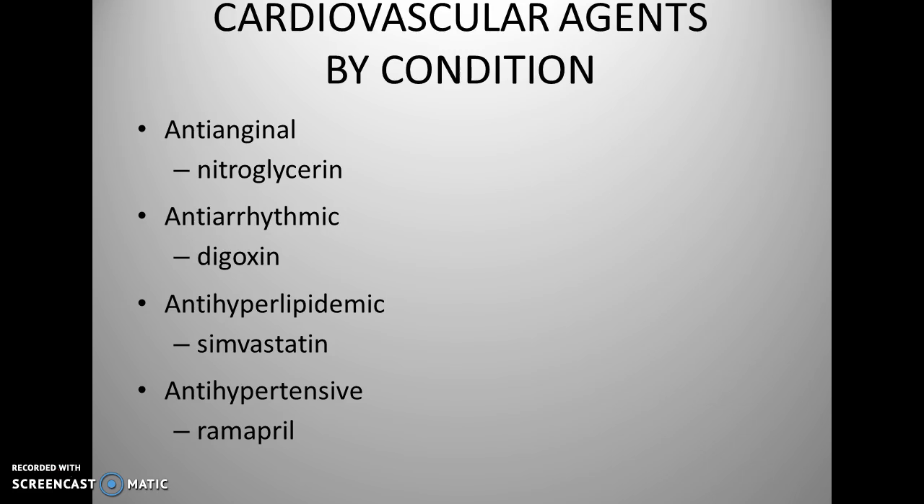You have anti-hyperlipidemics. Anti-hyperlipidemics are used to lower high levels of cholesterol that can lead to blocked blood vessels. A very good example of that is simvastatin. And then, of course, you have the antihypertensives. Antihypertensives are used to reduce sustained elevated blood pressure. An example of that is ramipril, and we have what's called Altace, which is a brand name of ramipril.